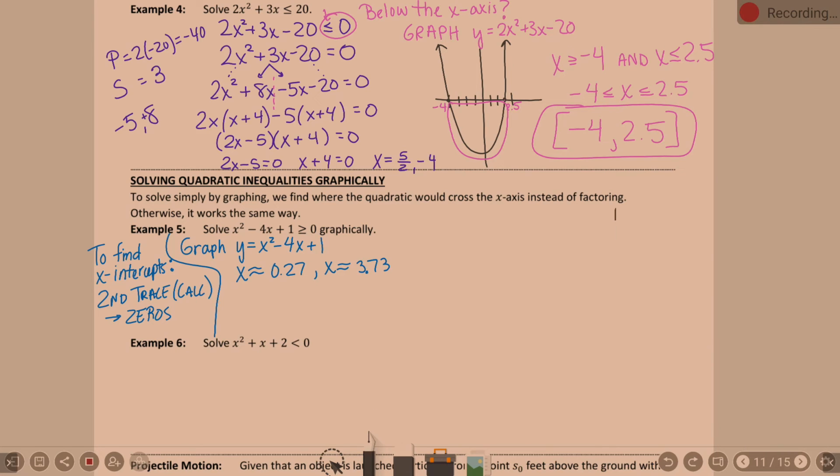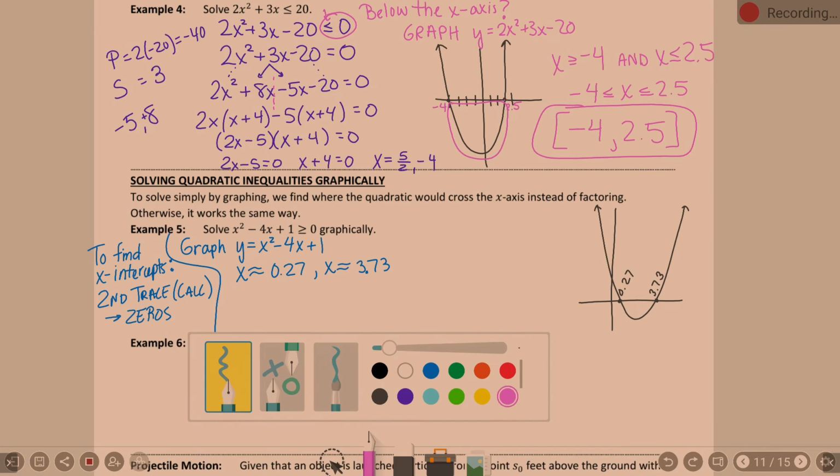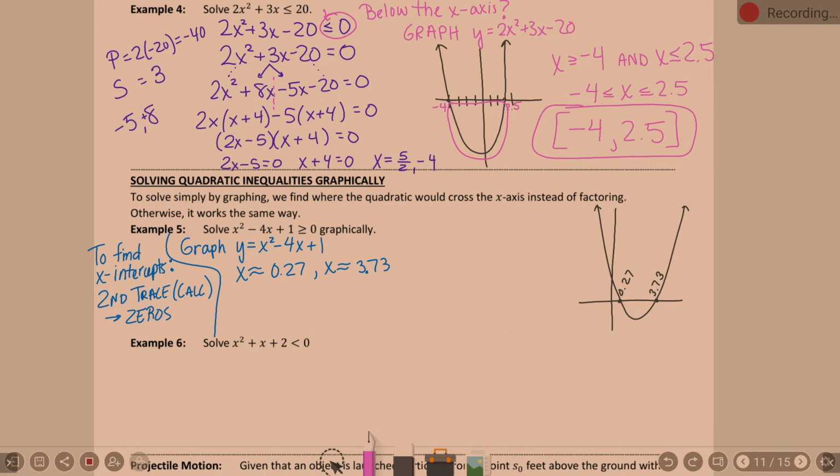I have this graph that does something like that, right? I know that it crosses here at 0.27-ish, and it crosses here at approximately 3.73. What are we thinking here? Negative infinity to 0.27. And then 3.73.